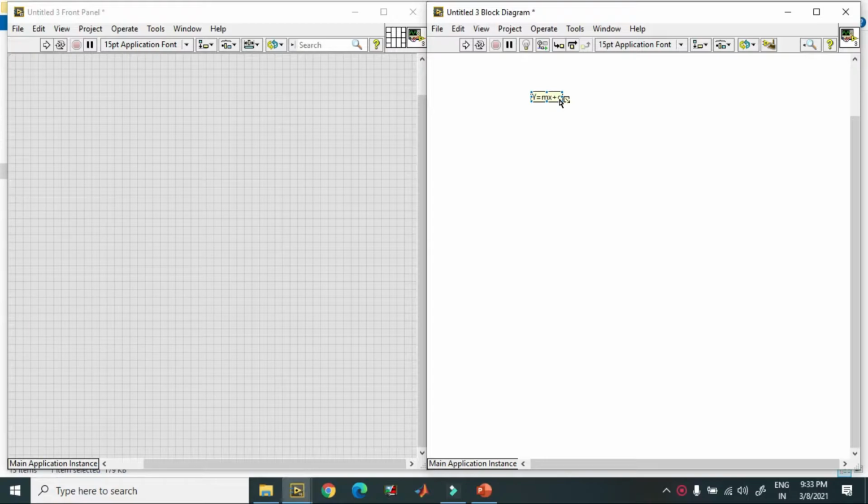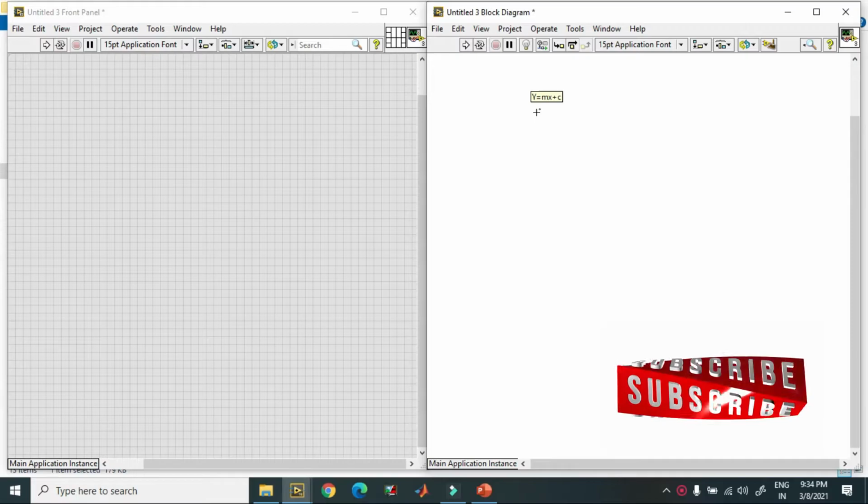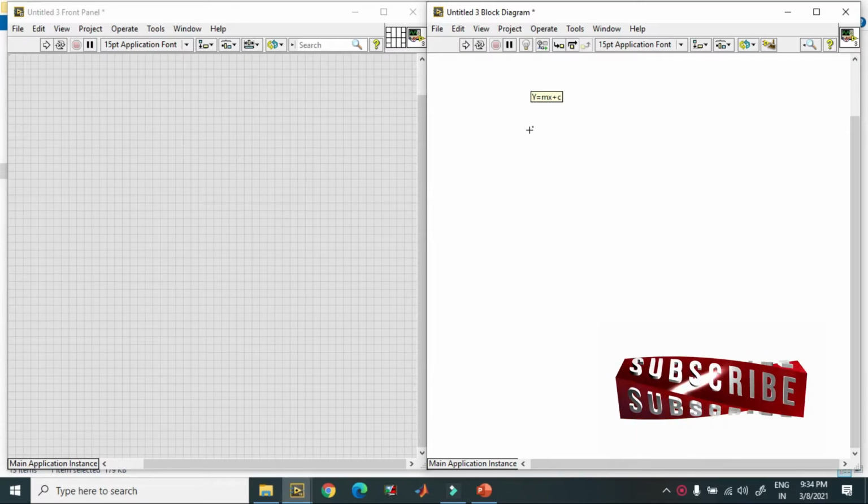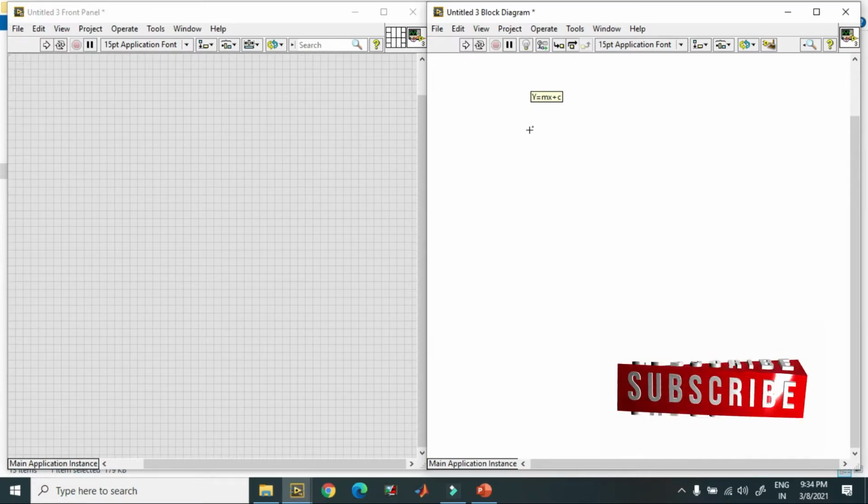We have to find m and c according to two points. I have a point x1, y1 and x2, y2. For this, my slope is y2 minus y1 over x2 minus x1.